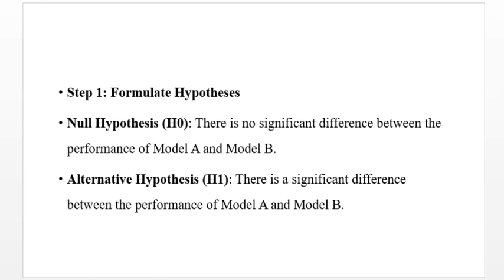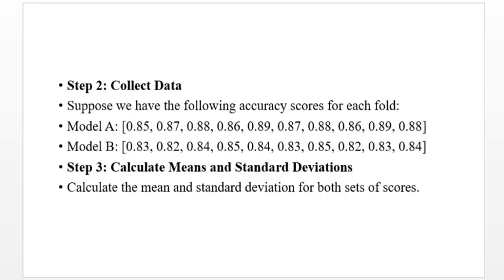Secondly, we'll collect the means of the two data sets. We use the accuracy scores obtained from 10-fold cross validation for both models, and we calculate the average accuracy, which is equal to the sum of accuracies of model A divided by the number of folds. Now we compute the same for model B as well.